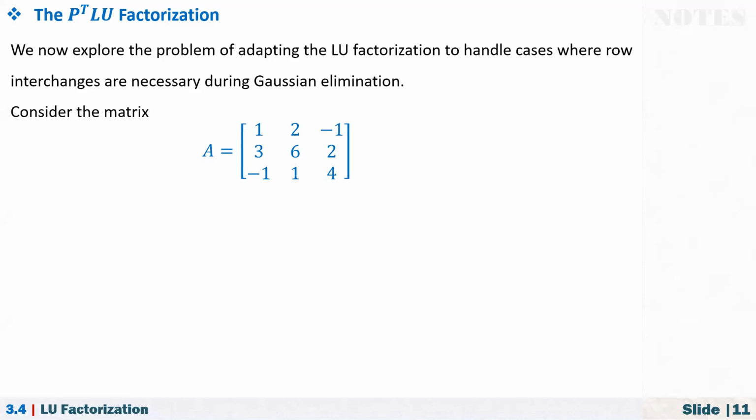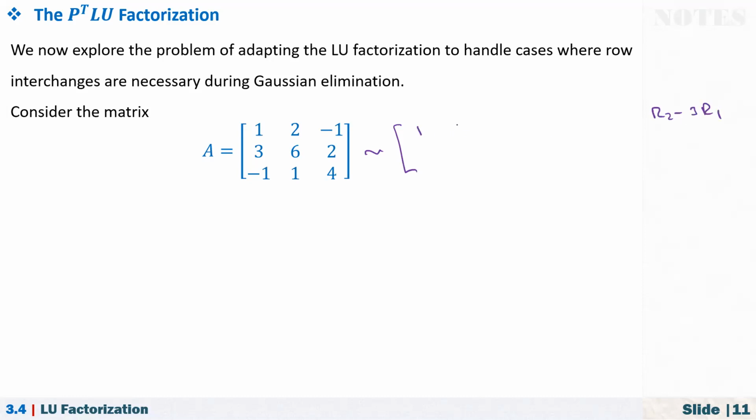We now explore the problem of adapting the LU factorization to handle cases where row interchanges are necessary during Gaussian elimination. In the previous ones, we didn't have to interchange any two rows to reduce the given matrix into row echelon form. But how about in this case, for example, if we just perform the first one, which is R2 minus 3 times R1, right?